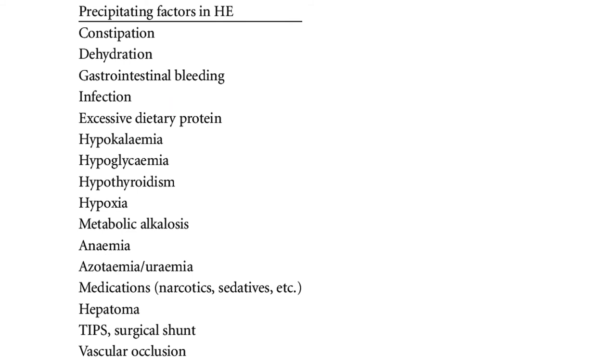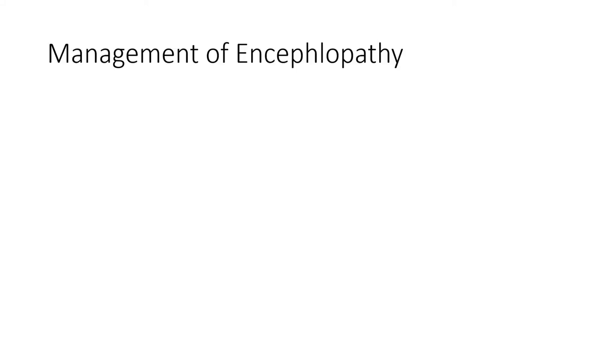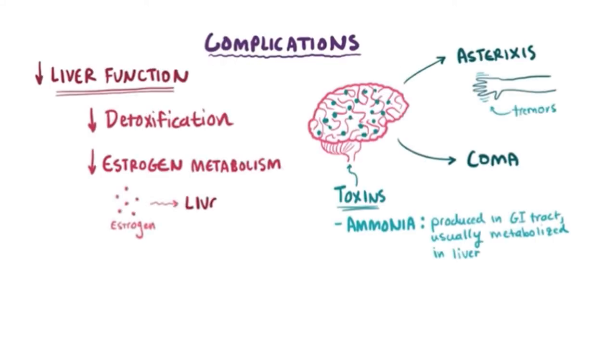So precipitating factors can be enlisted as constipation, dehydration, GI bleed, infection, excessive dietary proteins, hypokalemia, hypoglycemia, hypothyroidism, hypoxia, metabolic alkalosis, anemia, azotemia, medications, hepatoma, TIPS, that is the transjugular intrahepatic portosystemic stent shunt, or vascular occlusion. These are the different precipitating factors for hepatic encephalopathy. Management of hepatic encephalopathy is management of the underlying exacerbating factors.